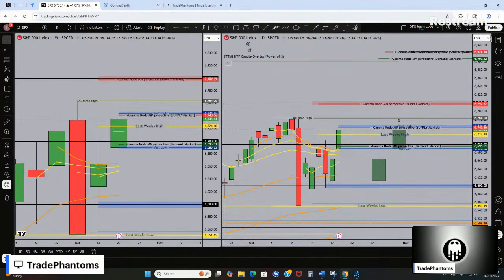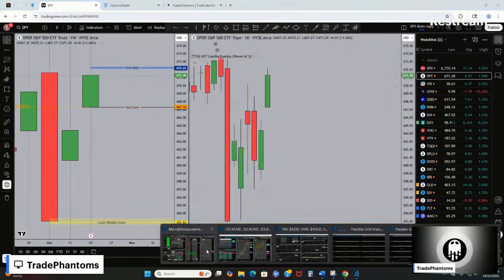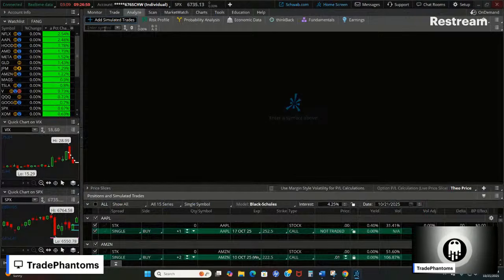So we already covered SPY. One of the things that we do here at Phantoms as well is this is where I would build what's called the call put matrix. I don't have enough time for that at the moment right now.